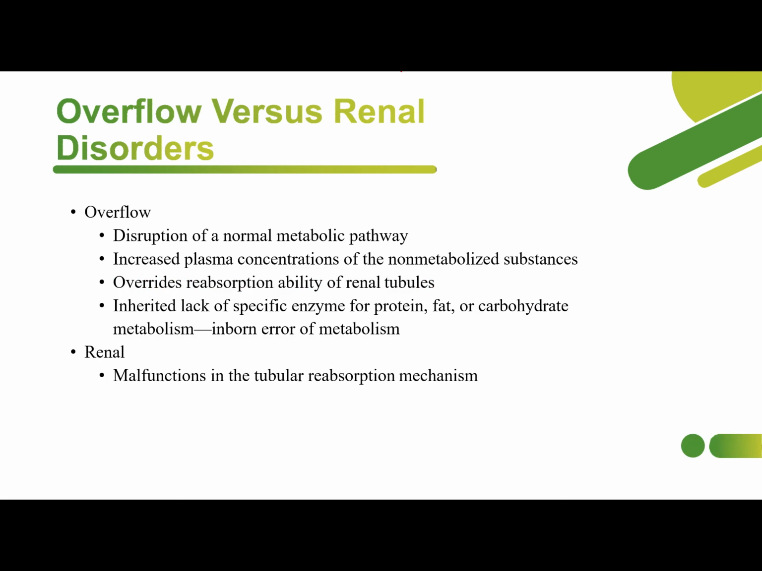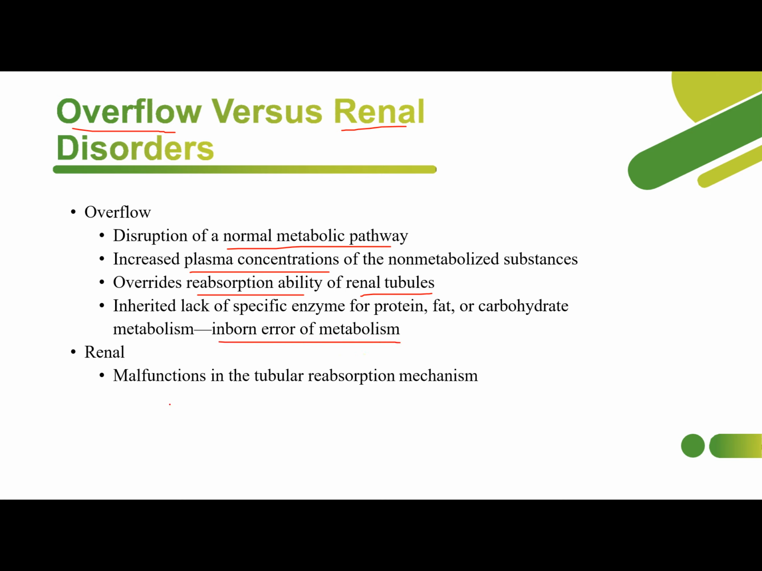So there are two types of metabolic disorders, class: the overflow and the renal disorders. Whenever it's overflow, take notice that this would involve the disruption of a normal metabolic pathway, increased plasma concentration of the non-metabolized substances, overriding the absorption ability of renal tubules, and inherited lack of specific enzyme for protein, fat, or carbohydrate metabolism. There would be inborn error of metabolism.